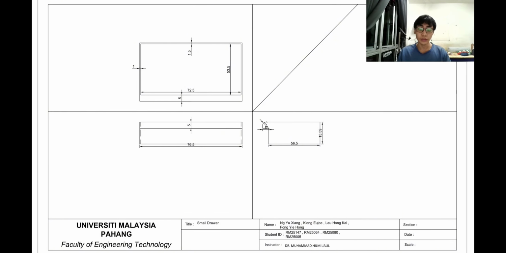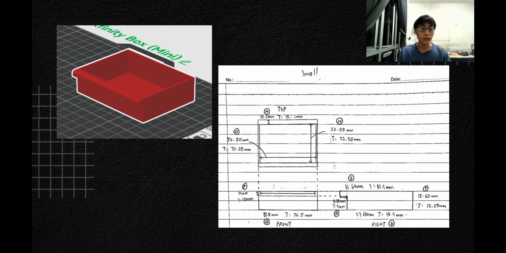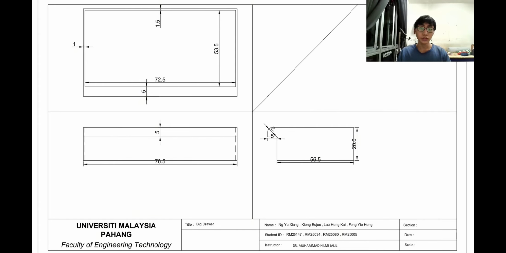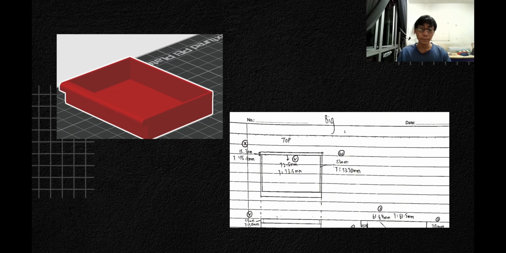This is a drawing of our small drawer, and like I said just now, the left side is our preview of our small drawer, and the right side is our measurement and true value of our small drawer. These are the mean and standard deviation for our small drawer, and this is our third part, which is the last part of our toolbox, the big drawer.